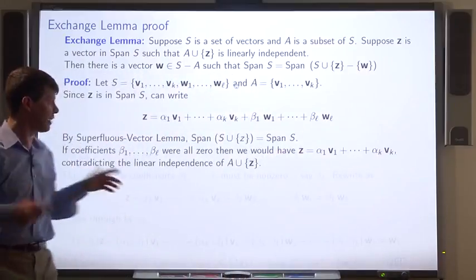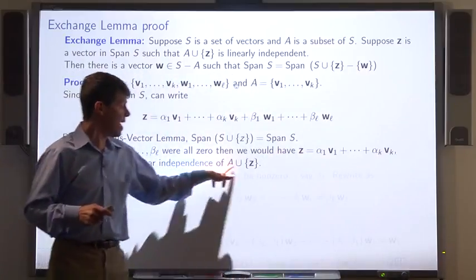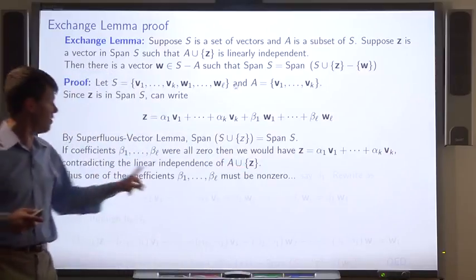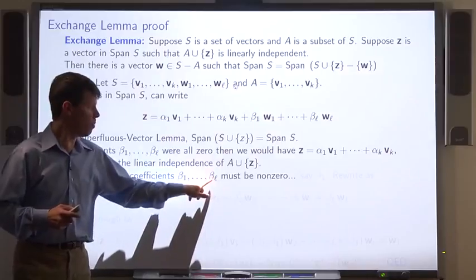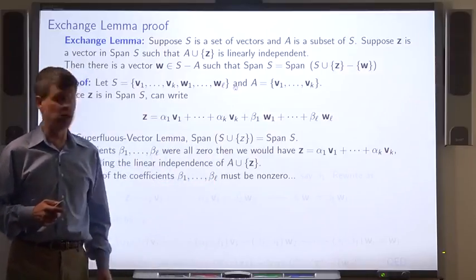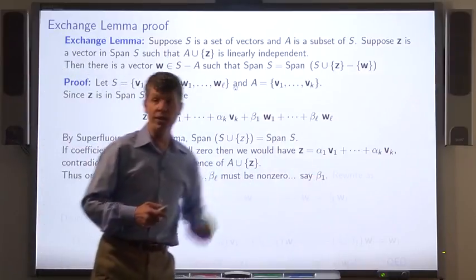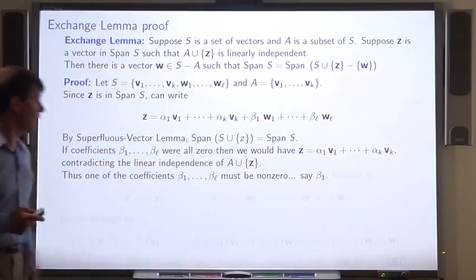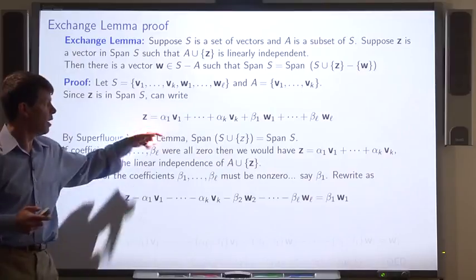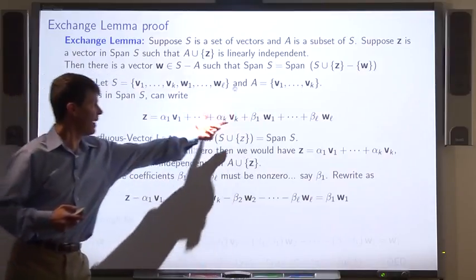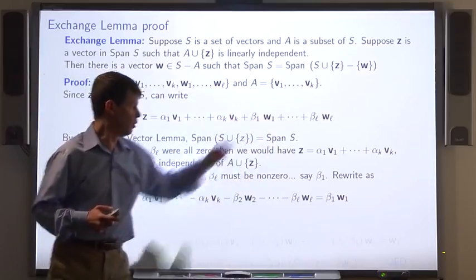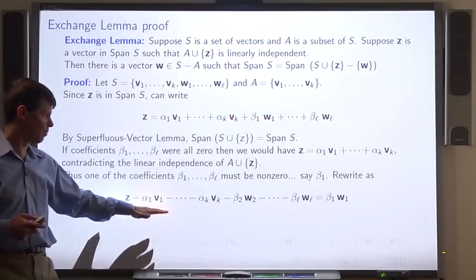But that would contradict the fact that A together with Z is a linearly independent set. So at least one of these coefficients, beta 1 through beta L, must be non-zero. So let's say beta 1 is a non-zero coefficient. Then we can rewrite this equation in this way by moving everything from the right-hand side to the left-hand side except beta 1, W1. And we get this equation.